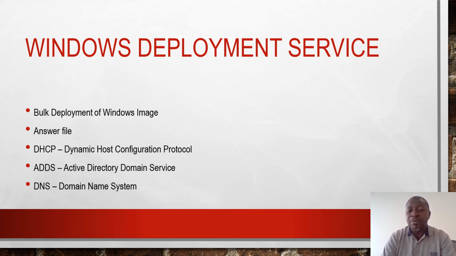Now, Windows Deployment Service is used to perform bulk deployment of Windows images to multiple computers at the same time. But for you to be able to achieve this, you will need to have on your network a DHCP server that dynamically assigns IP addresses to computers that want to talk to the WDS server. You will equally need to set up a domain controller and also a DNS to perform the name resolution. So all these are required for you to be able to set up Windows Deployment Service on a server operating system.